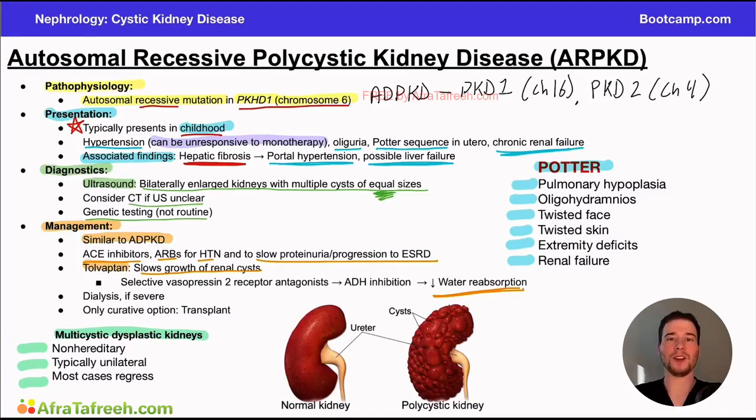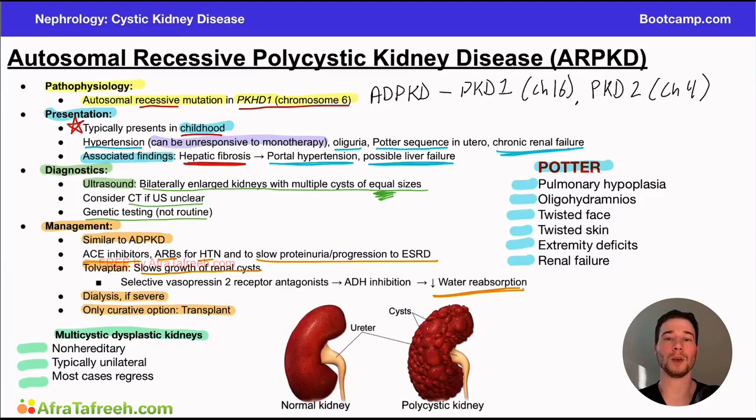If these patients have a severe condition, dialysis is always going to be on the table. However, the only curative option here is to do a transplant, a renal transplant, again, because this is a genetic condition. We can't actually treat it. We can manage it. But if we were to do anything that was treating it, it would have to be an organ transplant.